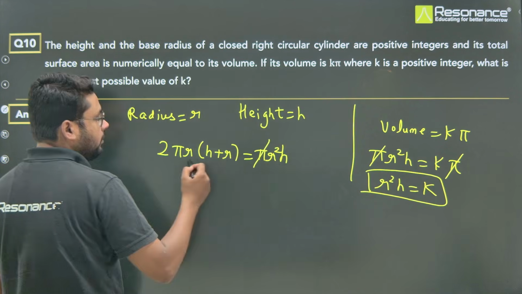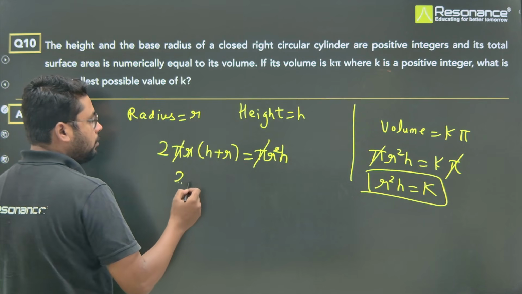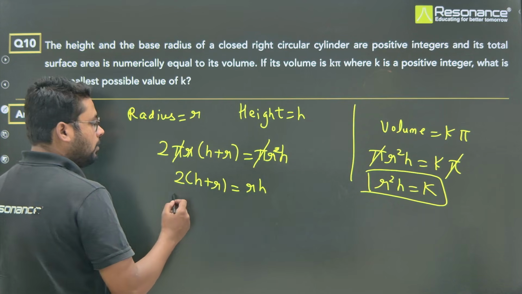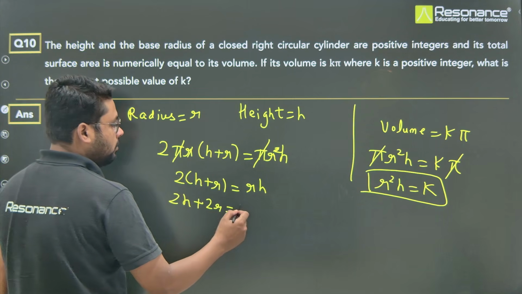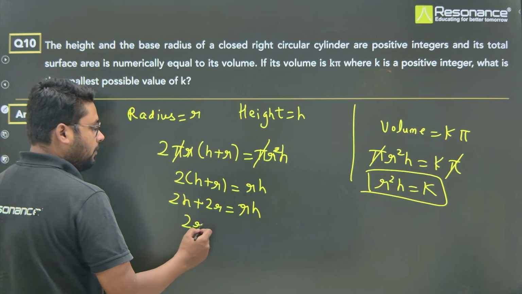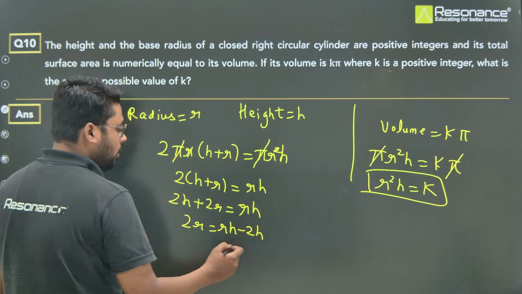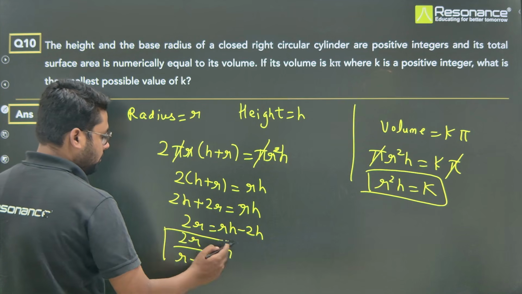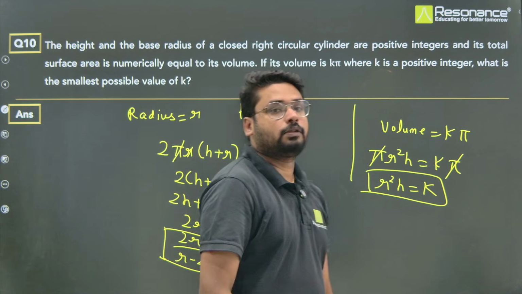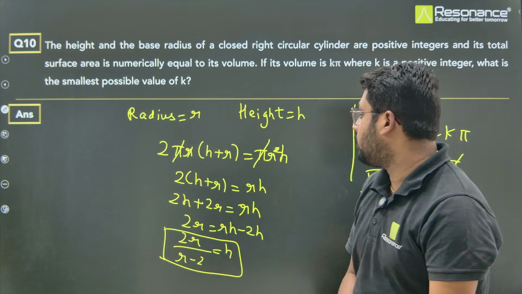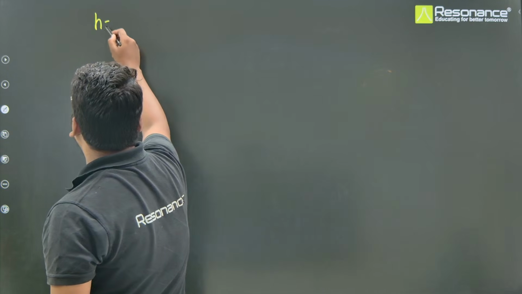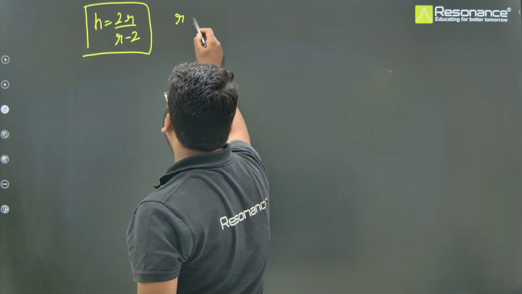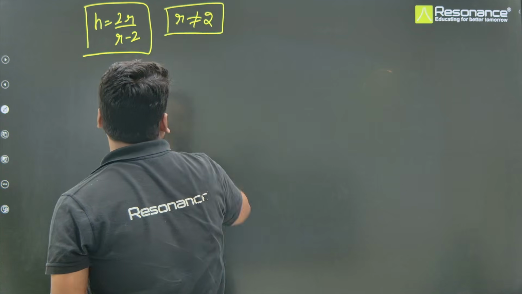From this equation, 2 times h plus r equals rh, or 2h plus 2r equals rh. 2r will be rh minus 2h, or we can say 2r by r minus 2 equals h. Now for h to be a positive integer, first thing is that from this we can imply that r will never equal 2. R cannot equal 2.